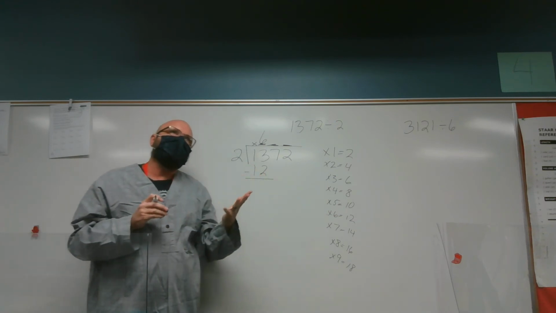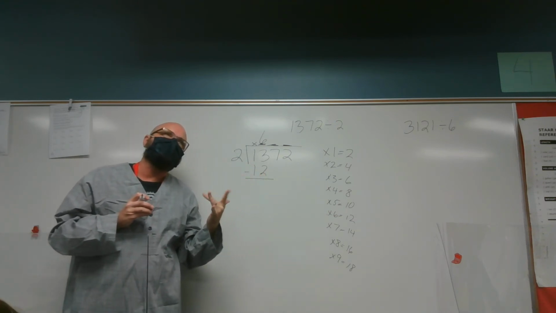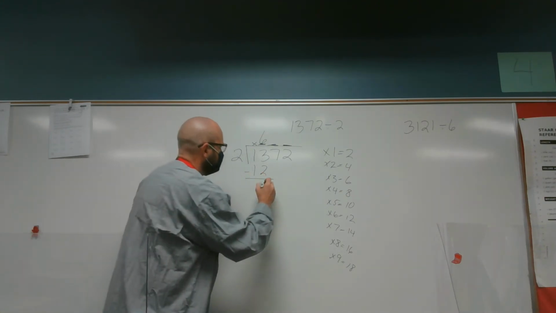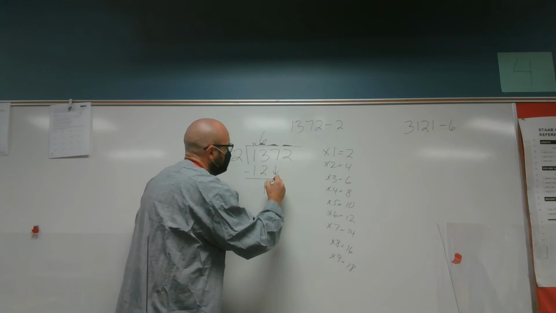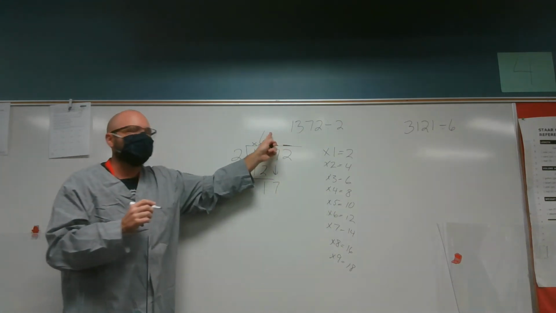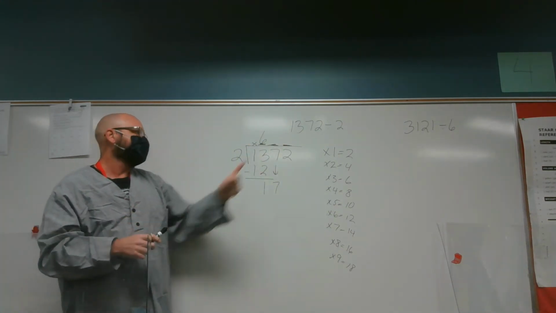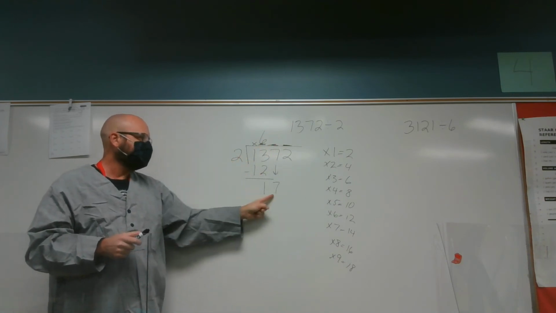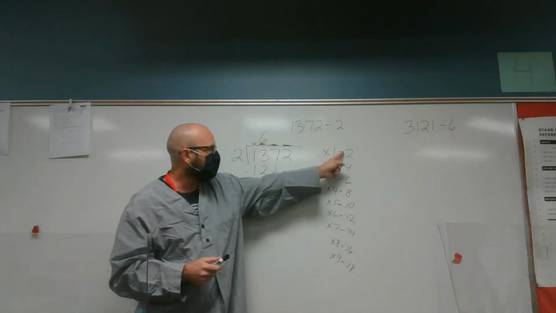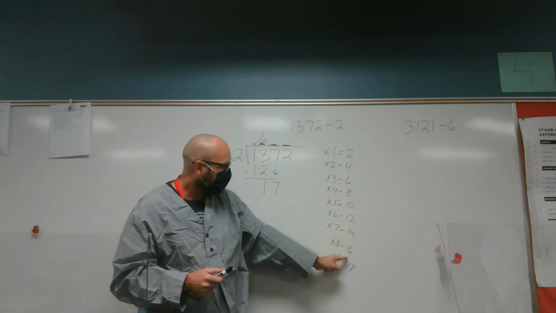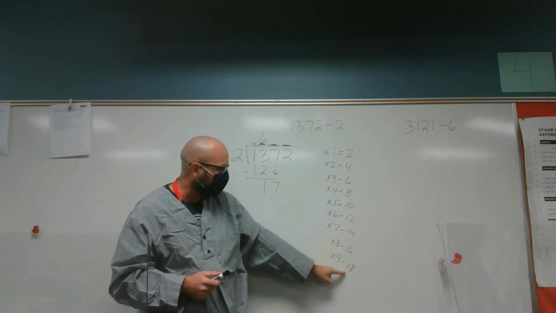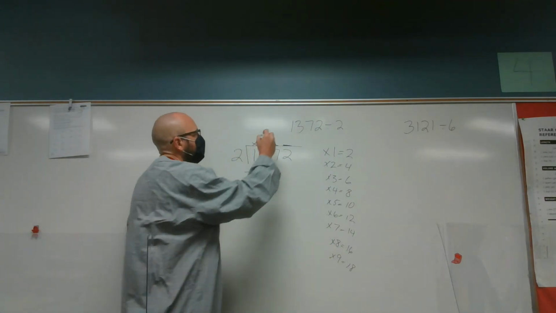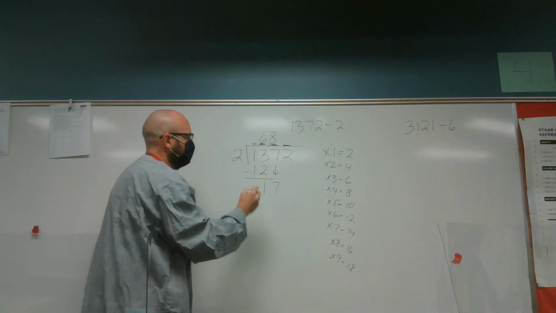13 minus 12, I do have to take off my shoes because it's more than 10 on my fingers. And that's 1. I bring down my 7, which tells me my next number in my quotient goes directly above the 7. Now I need to find out how many times 2 goes into 17. I look and find 16, that's as close. 18 is too big. So it must be 2 times 8 equals 16. The 8 goes directly above the 7.